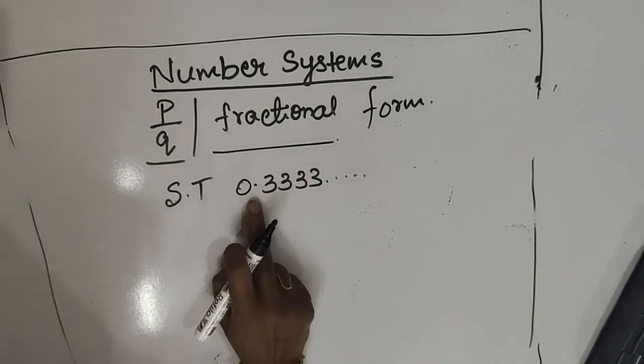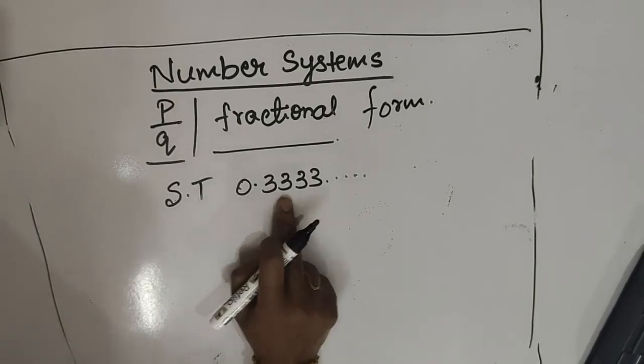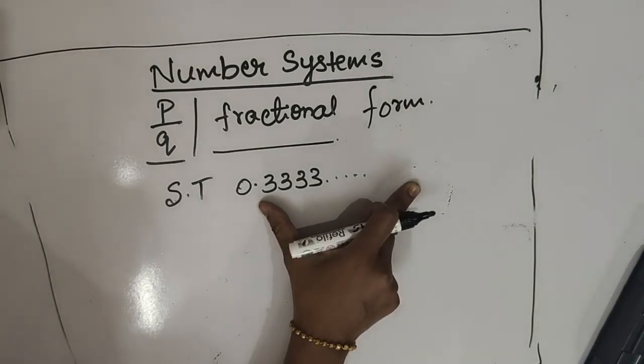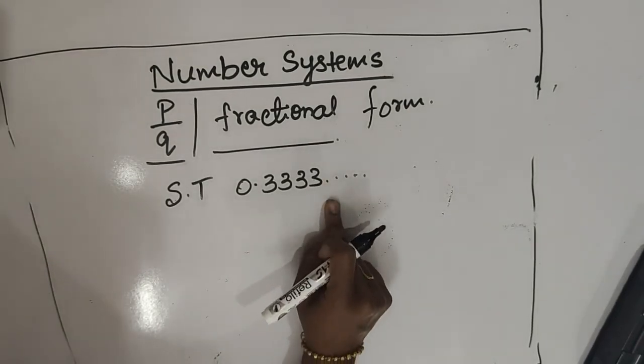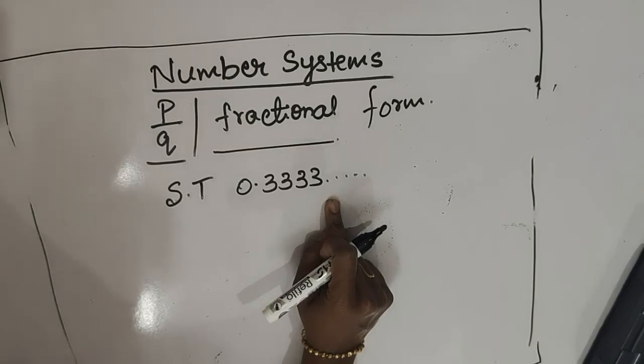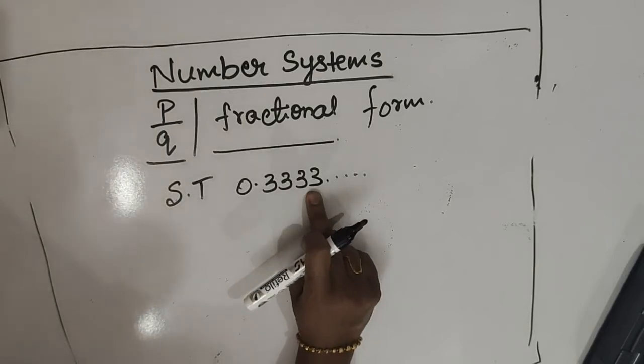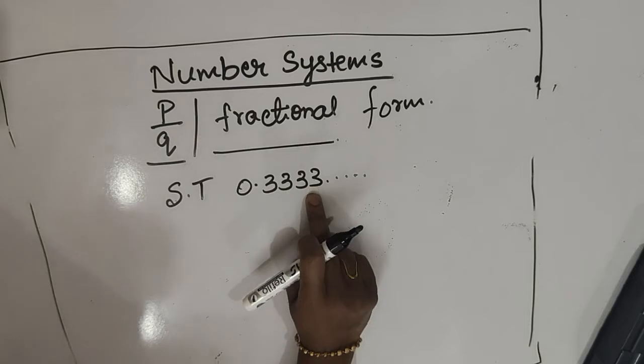See, this is a non-terminating number. Non-terminating means it will not end, and it is a recurring number. When it is a non-terminating and recurring number, it is a rational number. You know that irrational means what? It is non-terminating and not recurring. Not recurring, non-terminating numbers only are irrational numbers. If it is terminating or non-terminating recurring, then it is a rational number. So it's a rational number.